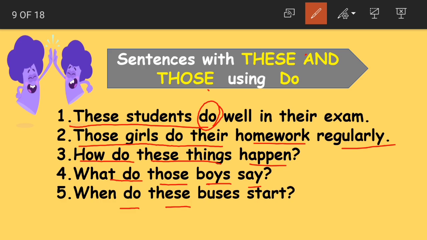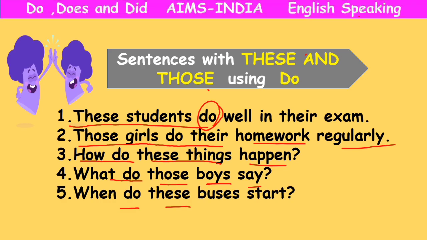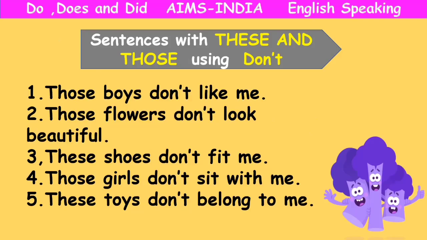If they are far away from you, then how do you ask? When do those buses start? Clear, children? Got it? Yes. This is how you are going to use do with these and those words in the sentences. Clear? Yes, now. So now we have learnt about do. And this slide is about using don't. These and those using don't.